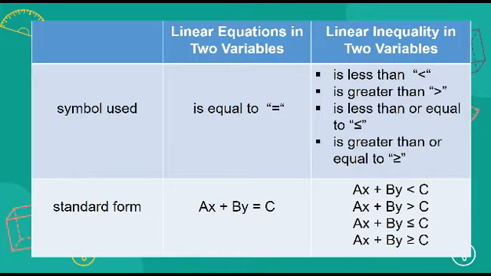For the standard form, the linear equation in two variables is ax plus by equals c. For the linear inequality in two variables, we have ax plus by is less than c, ax plus by is greater than c, ax plus by is less than or equal to c, ax plus by is greater than or equal to c.